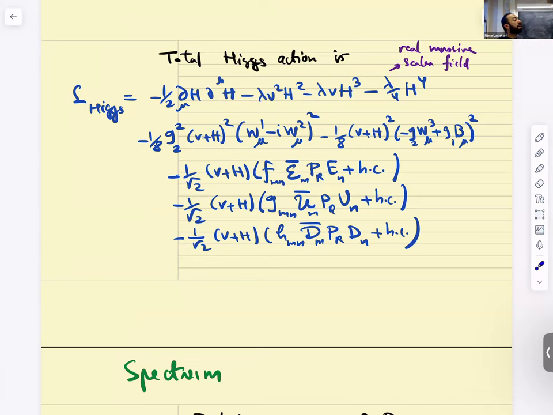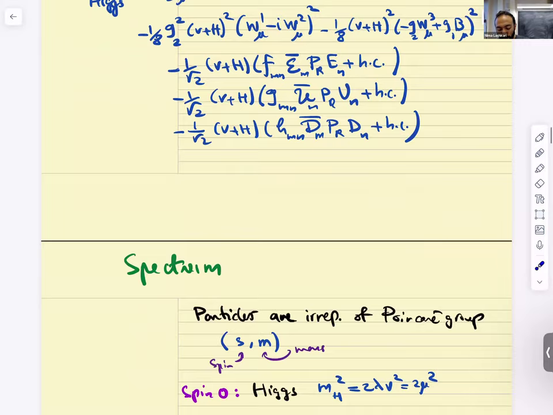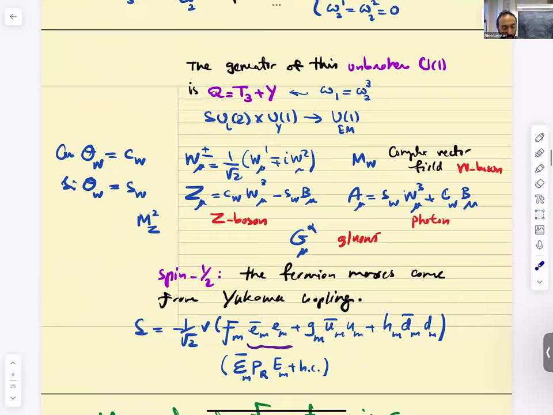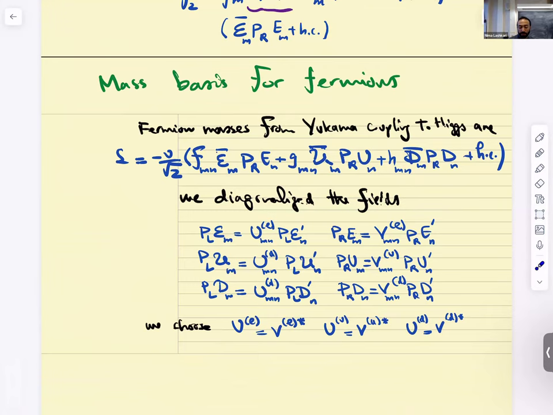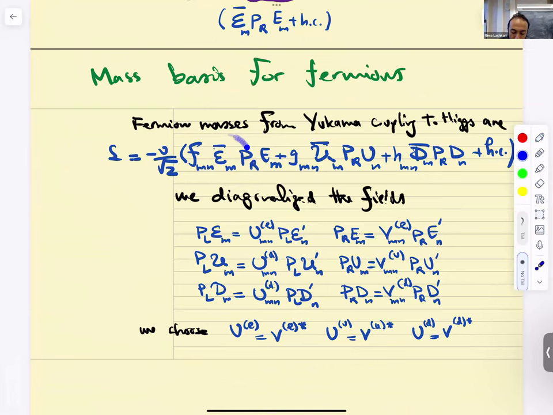So I just remind you how the diagonalization works. You can do it for leptons, not for quarks. All right, are we good? So let's remember the mass basis for fermions. Here's a Yukawa coupling, right? In terms of the leptons, e_m, and this curly thing, this is the right-handed, this is the left-handed, these are the quarks, right?